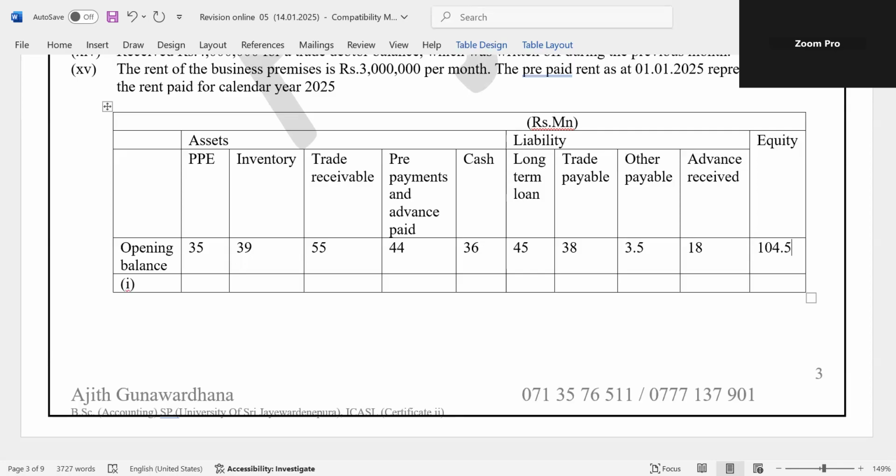There are 15 transactions. There's profit and loss also. Therefore, you have to prepare the income statement also. Question number 13.